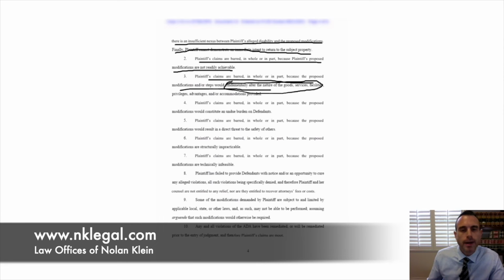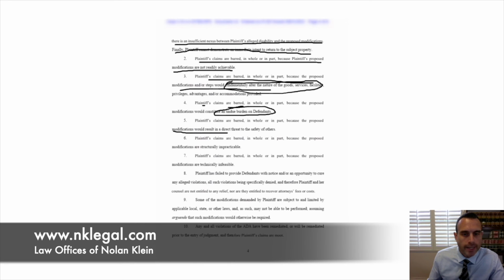Another issue we talked about as it relates to policies and procedures or auxiliary aids and services. I don't know exactly what the case was about that this answer was done in, but as we've discussed earlier in this class, policies, procedures, auxiliary aids, and services have an exception where they will fundamentally alter the nature of the goods and services provided. And this is a similar affirmative defense that it will be an undue burden on defendant. Again, applicable in certain circumstances that was already covered earlier in this class.